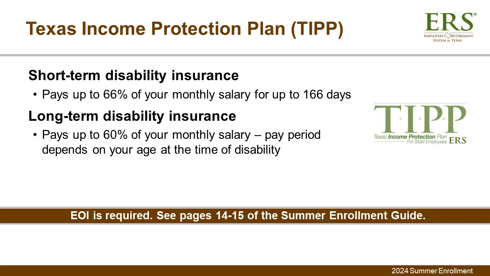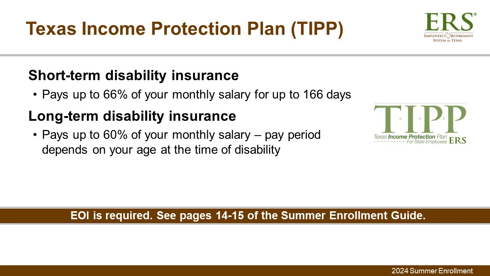Tip: short-term and/or long-term disability coverage through TIP is a benefit for active employees, and it pays you a portion of your salary when you can't work due to injury or sickness. Short-term disability insurance coverage provides a maximum benefit of 66% of your monthly salary, up to $10,000 of monthly salary, or $6,600, whichever is less, for up to 166 days.